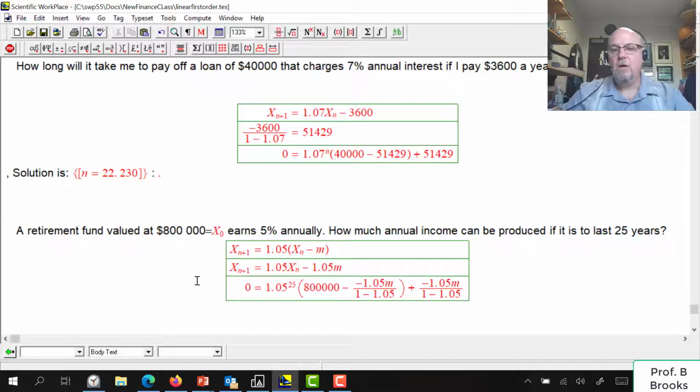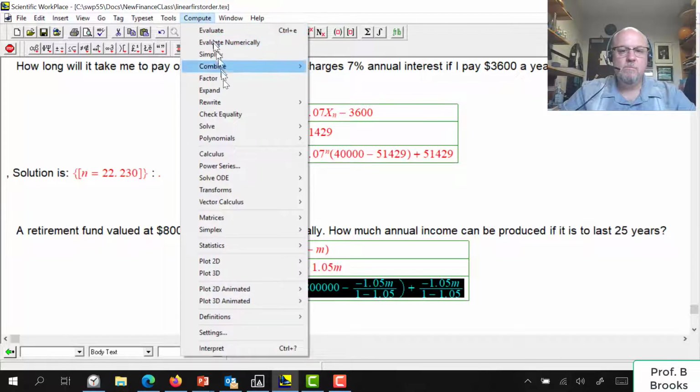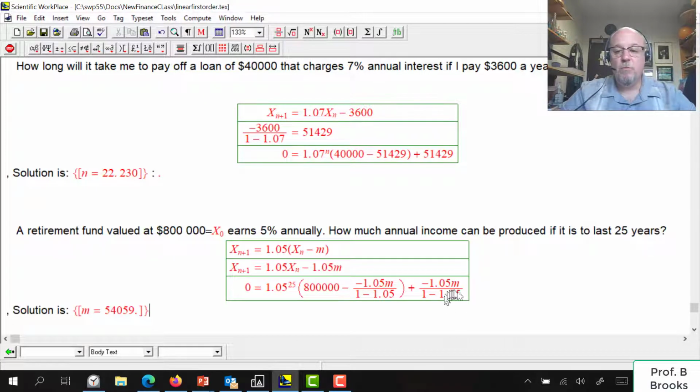Again, this is a back of the envelope style calculation. I'm assuming that I'm getting 5% every year and I'm taking out the same amount every year. And then I'm living to be 25. I want it to last 25 years. All I got to do now is solve for M. Now, if it just put out the 5%, we got 40,000. So it should be a number bigger than 40,000. Yeah, 54,000.